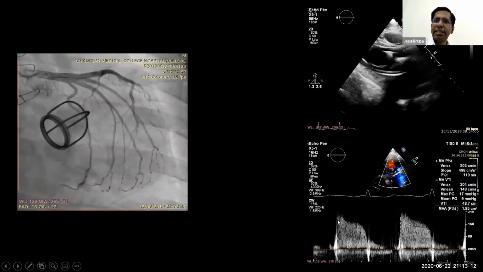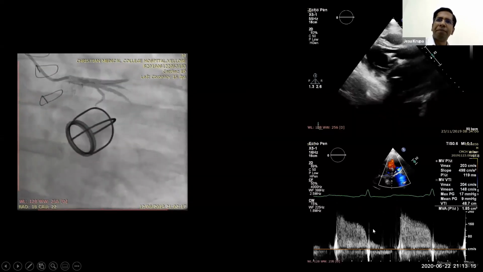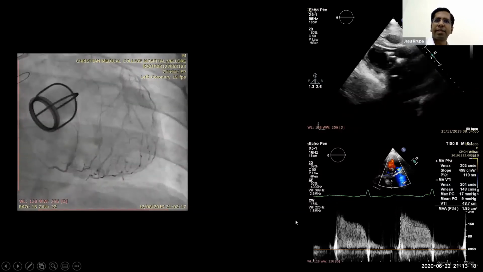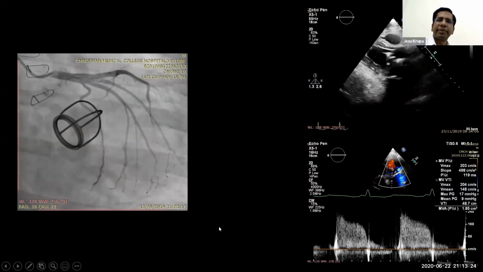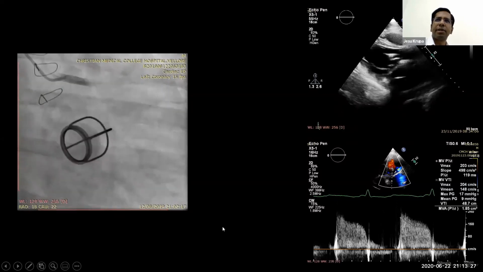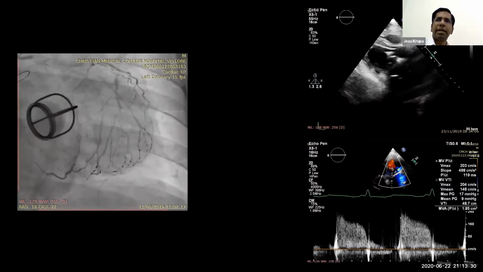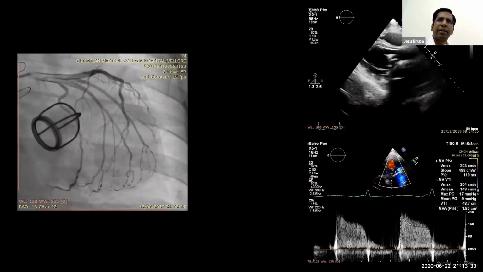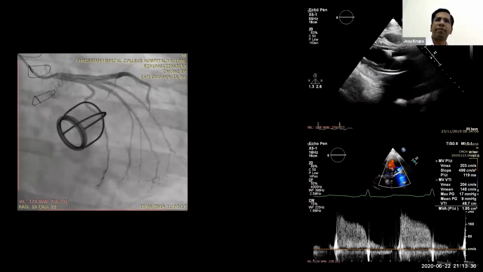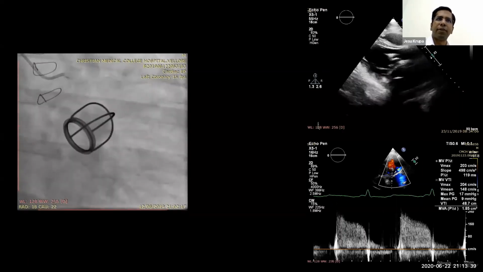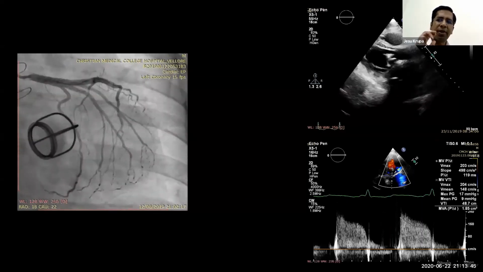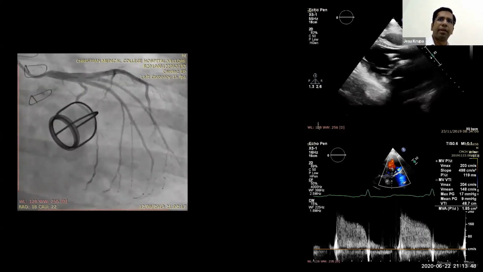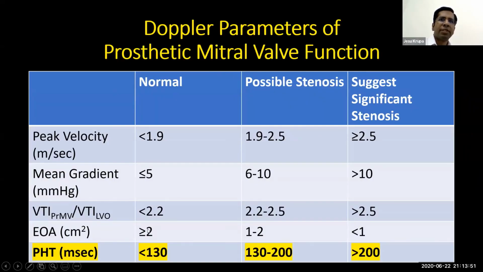Subsequently, the shape remains the same, but the gradient is not as high as it was before. The gradient is around 9. If we go back, this patient looked like he had some aortic regurgitation also. So that is something to bear in mind: you should not trace both the diastolic flows, the aortic regurgitation as well as the mitral inflow, and should not confuse the mitral inflow for aortic regurgitation and wrongly make an assessment of prosthetic valve obstruction.